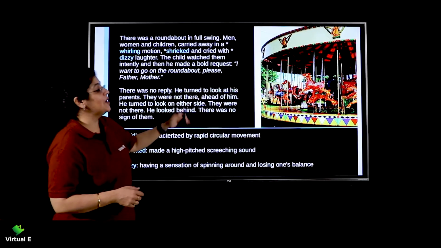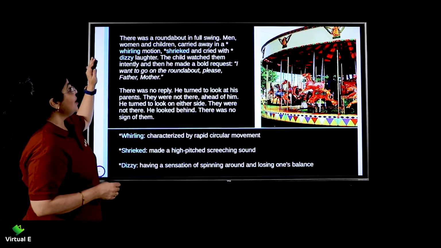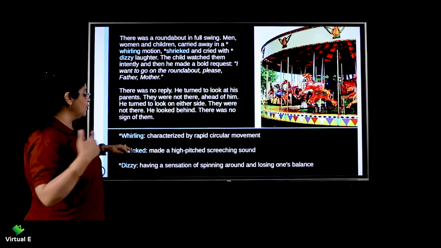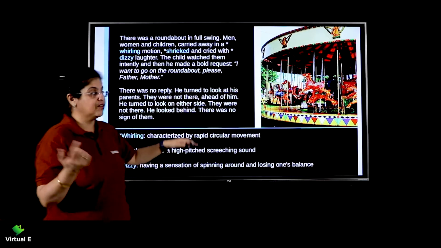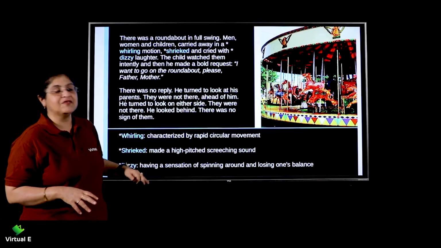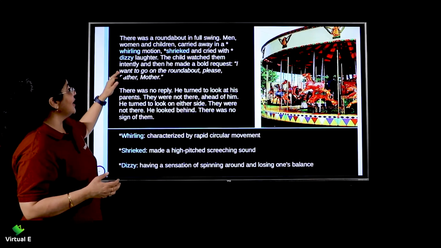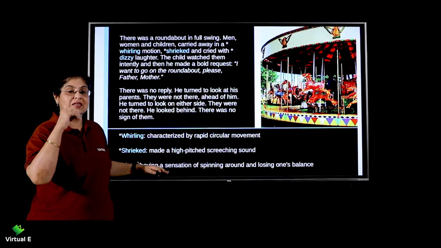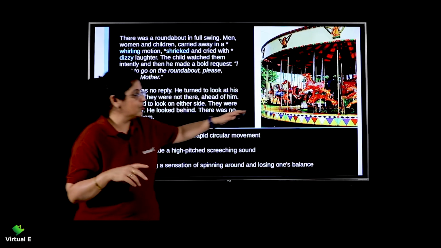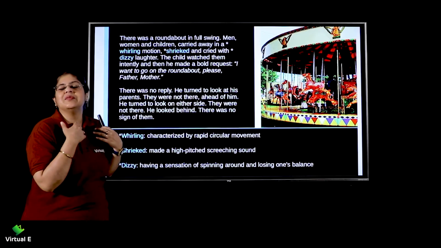There was a roundabout in full swing. Now he came across this roundabout. Men, women and children carried away in a whirling motion, in a circular motion, in a round motion, and shrieked and cried with dizzy laughter. They were shrieking, they were really screaming loudly. They shrieked and they cried with dizziness. Their head was spinning, it was going round and round. Because this swing was going round and round, they had the dizziness and they were screaming.